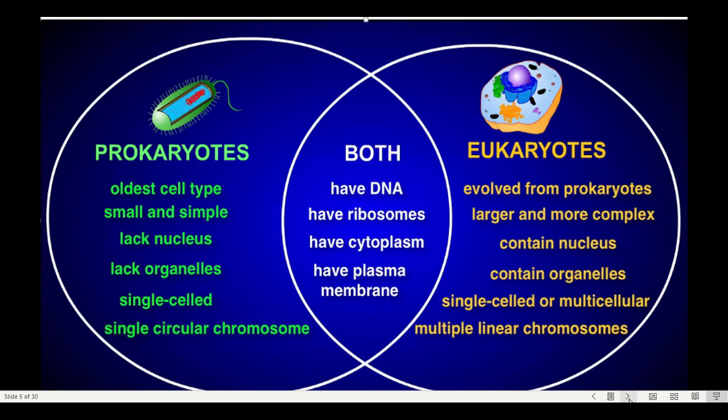Prokaryotes lack nucleus, kita naman natin sa picture, but eukaryotes contain nucleus. Prokaryotes also lack organelles, but eukaryotes contain little organs called organelles. Prokaryotes are single-celled, while eukaryotes are single-celled or multicellular. Prokaryotes have single circular chromosomes, while eukaryotes have multilinear chromosomes. So, mas complex talaga pagdating sa eukaryotes. At tayo, humans, including mga animals, eukaryotes sila. Okay?